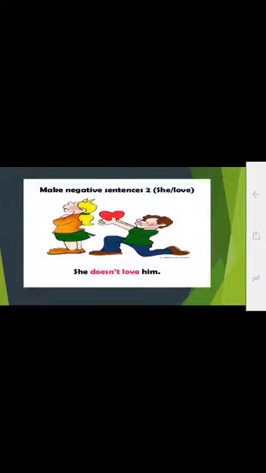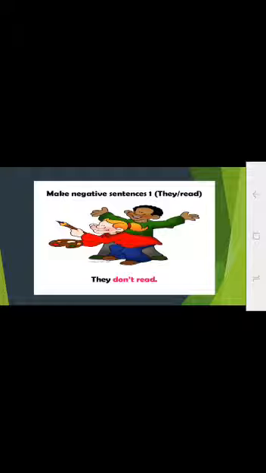Second image. Rima sleeps early in the night. Rima is again she. With she the action word is sleep. But as it is with she, that is why we add s. Rima sleeps early in the night. Next image is for a negative sentence. Here in the image we are seeing, she doesn't love him. With she it is negative, so it is doesn't. And love is a plain verb, we do not add s or es. Again, they don't read. You can see in the image they love painting, so they don't read.